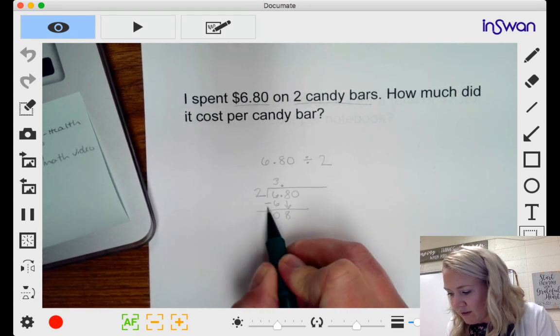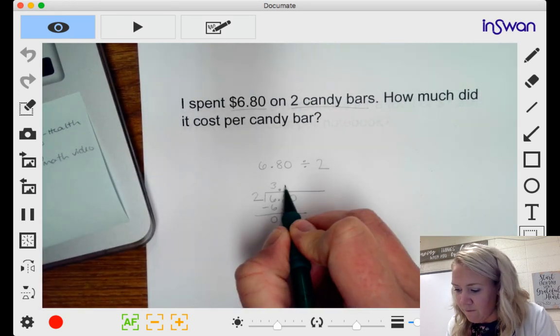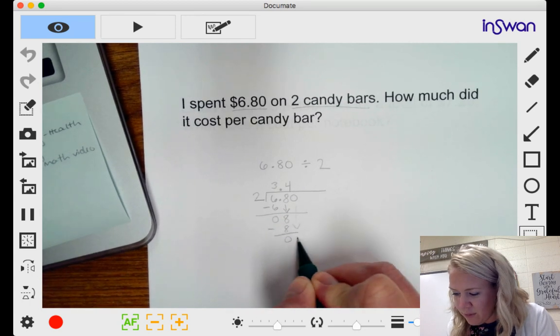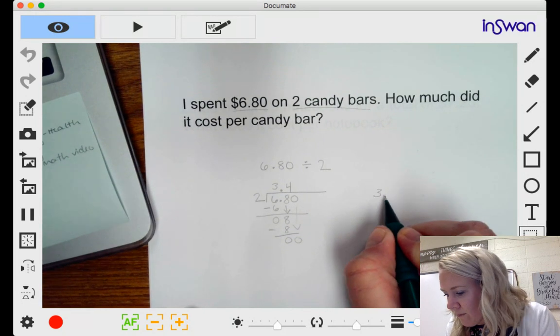I need to bring down my next number. 2 goes into 8. 2, 4, 6, 8. So I was able to get 4 of them. And I have nothing left over. There was a 0 up there, but there's nothing to go in there. So my answer is 3.4.